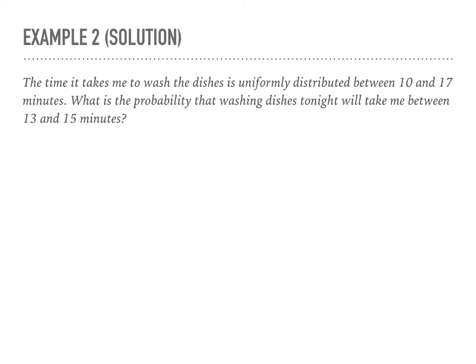Let's look at example number 2. Example number 2 says the time it takes to wash the dishes is uniformly distributed between 10 and 17 minutes. What is the probability that washing dishes tonight will take me between 13 and 15 minutes? Using our formula, we have 1 over 17 minus 10 times 15 minus 13 equals 2 over 7, or approximately 0.29.